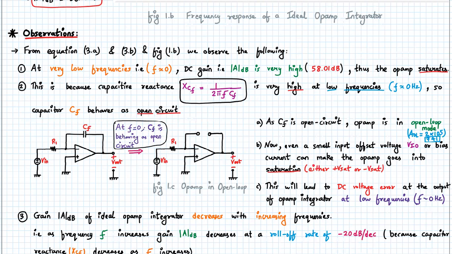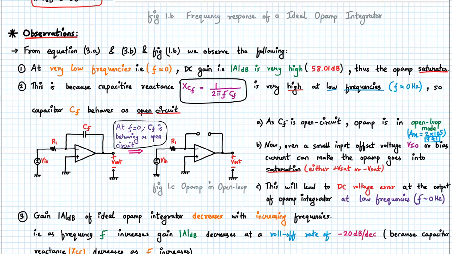And in the open loop, we know that the op-amp has a gain of 2 into 10 raised to 5, correct? So now, even a small input offset voltage VIO or a bias current will be enough to make the op-amp go into saturation. That is, the output will be either plus VSAT or minus VSAT. So this will lead to a DC voltage error at the output of the op-amp integrator whenever the frequencies are very, very close to 0 hertz.